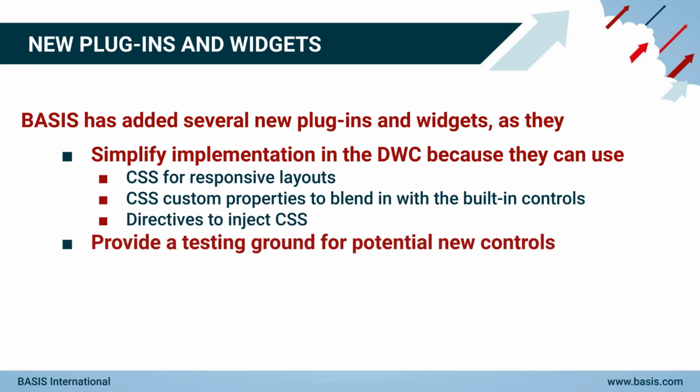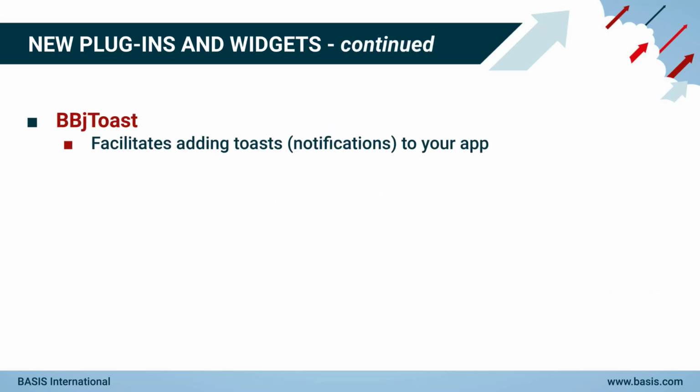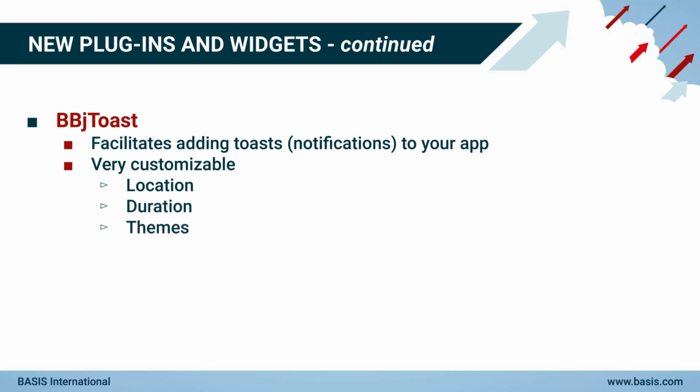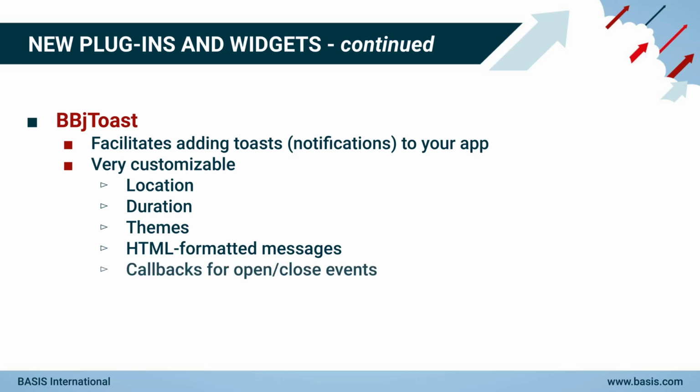Also, a plugin is a good way to explore a particular type of control implementation without necessarily committing to add it to the language. First up is BBjToast. A toast, if you're not familiar with the term, is simply a notification. We can use a toast to notify the user that the app has successfully saved their configuration, or finished backing up their data files. The toasts are very customizable, and we can set their screen location, their display duration, whether they close automatically or require the user to dismiss them, and much more.